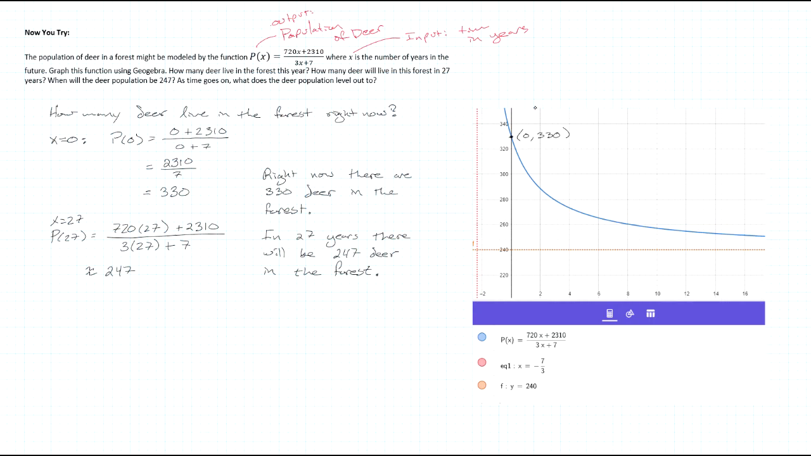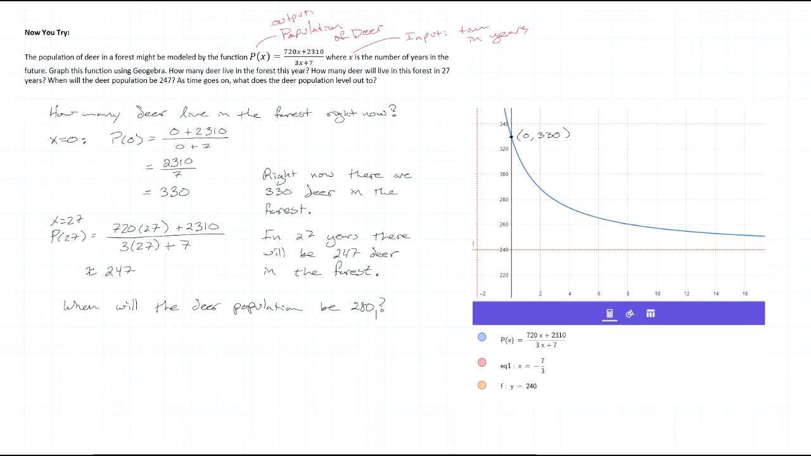And it's kind of interesting. When will the deer population be 247? Well, we just answered that, right? It's in 27 years. I don't know that that was meant to be that. Let's change this a little bit. When will the deer population, just because it'd be nice to kind of see some more out of this, when will the deer population be 280?